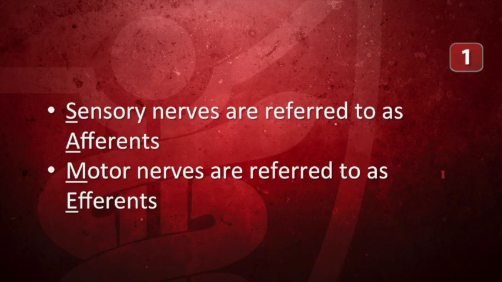A peripheral nerve that relays information from the periphery to the central nervous system is said to be afferent or sensory, while a peripheral nerve that relays information from the central nervous system to the periphery is said to be efferent or motor. The mnemonic SAME, S-A-M-E, may be helpful in remembering that sensory nerves are referred to as afferents, while motor nerves are referred to as efferents.